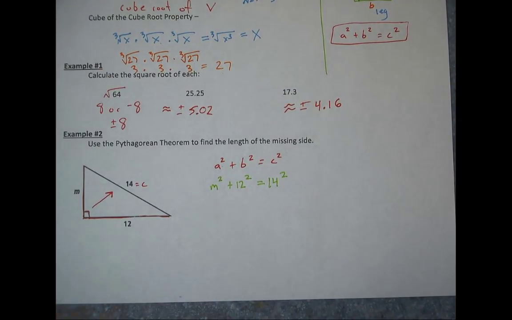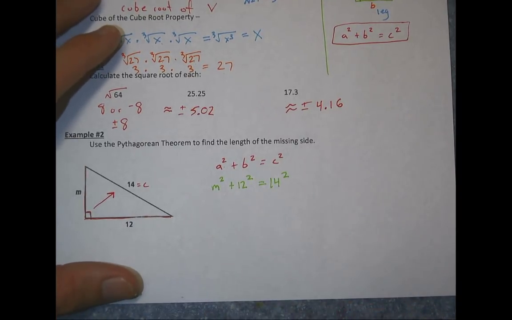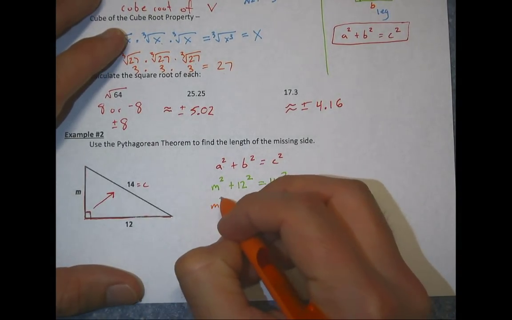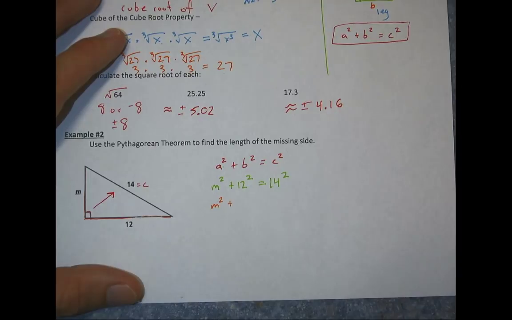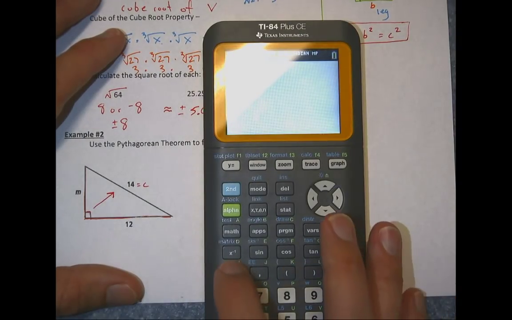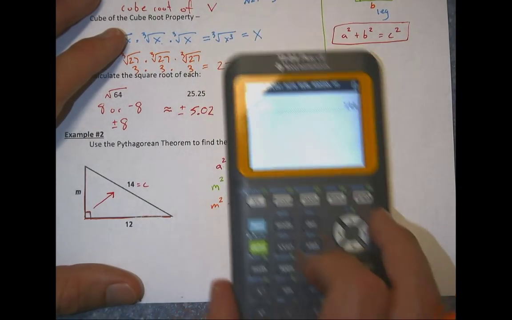All right, and now we're going to go ahead and just solve this equation. So we can't do anything with the m squared. You're going to leave that alone. 12 squared is 12 times 12. You see, it's 144.